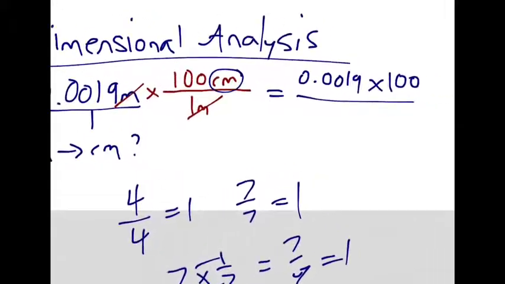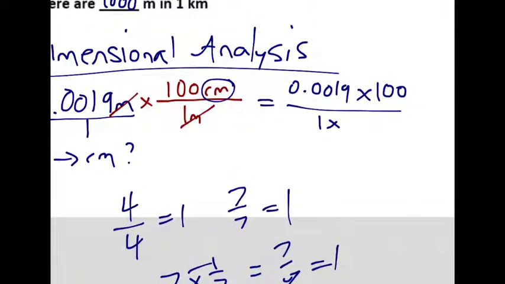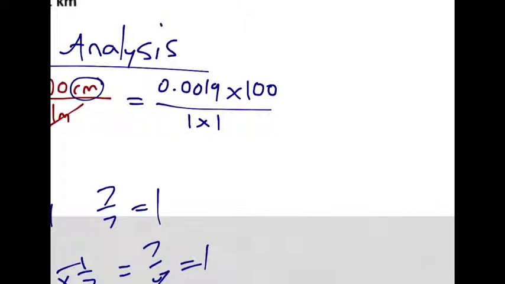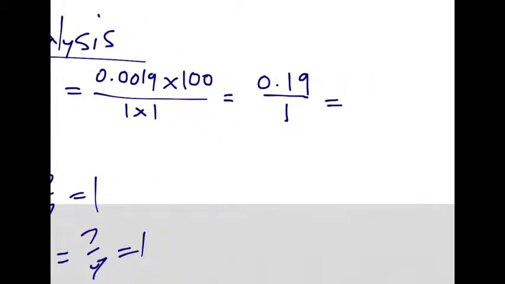Multiply everything on the bottom, which in our case is just 1 times 1. It's going to be 1, so we can just ignore that. And then divide the two amounts. So 0.0019 times 100 is... just move that decimal 2 places to the right. So 0.19, and if we divide that by 1, that doesn't change anything, so it's just 0.19.